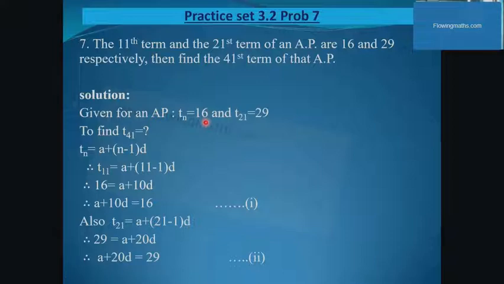Now T11's value is 16 and T21's value is 29. You have to find T41. Now Tn is A plus (n minus 1)D. So T11, which is 16, is A plus (11 minus 1) into D, that is A plus 10D. Therefore, A plus 10D is 16. Similarly, T21 is A plus (21 minus 1) into D.